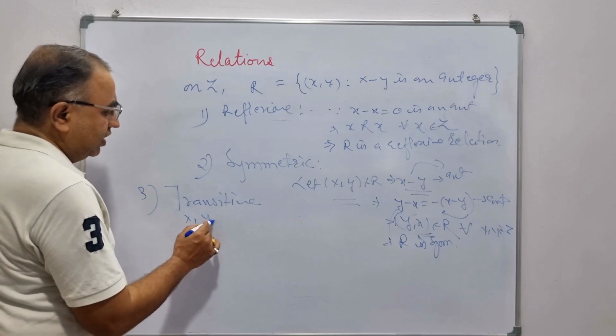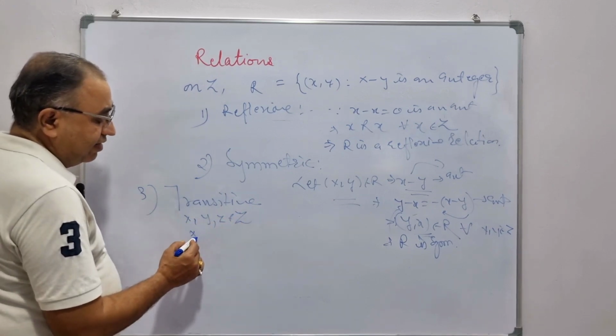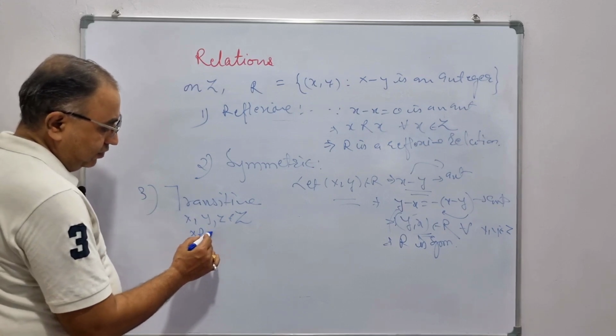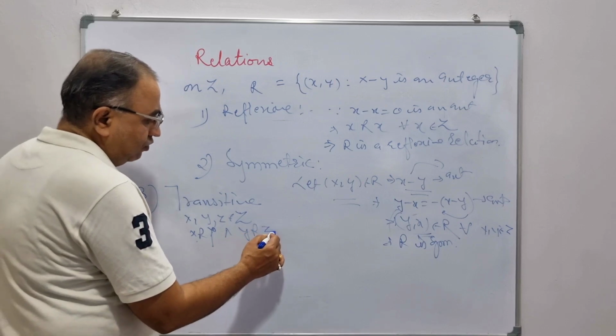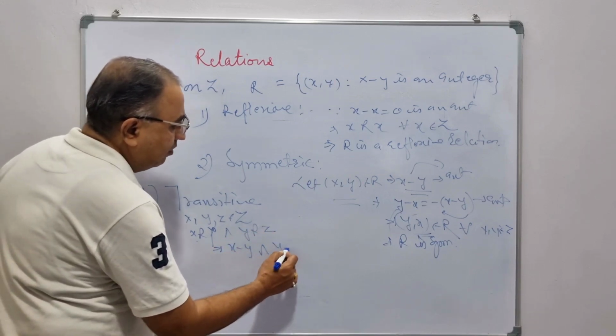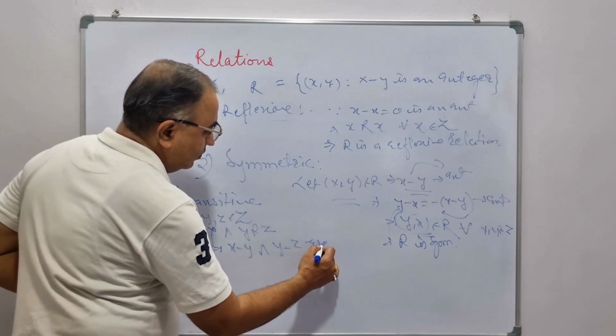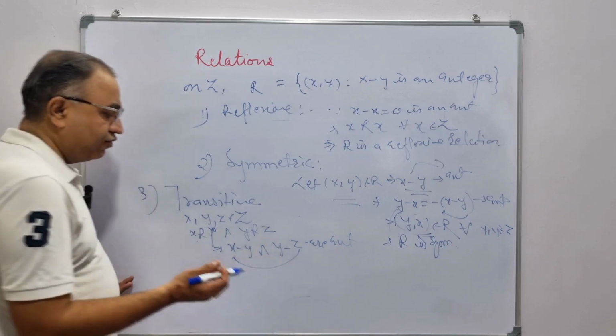Transitive means you will take three integers x, y, z which belong to Z, so that x is related to y and y is related to z. That means you are assuming that x minus y and y minus z both are integers. Can we conclude that x minus z is also an integer?